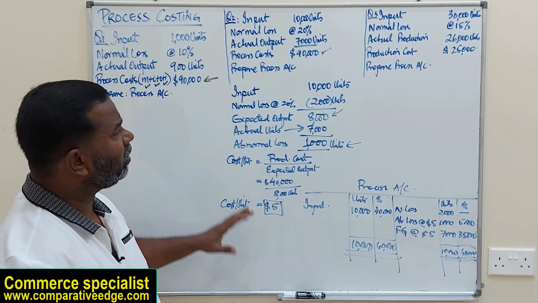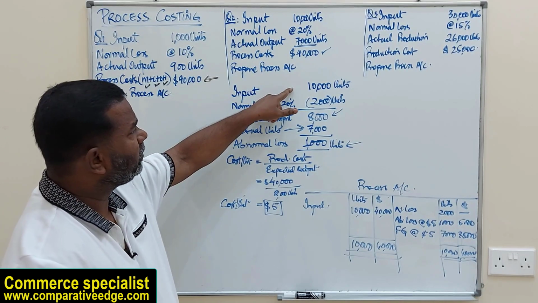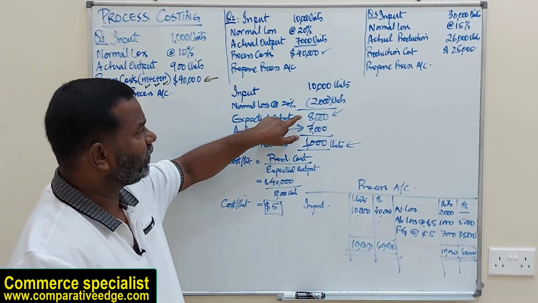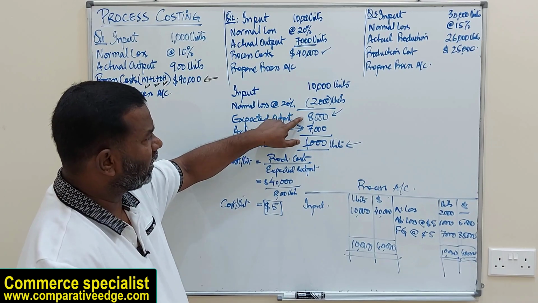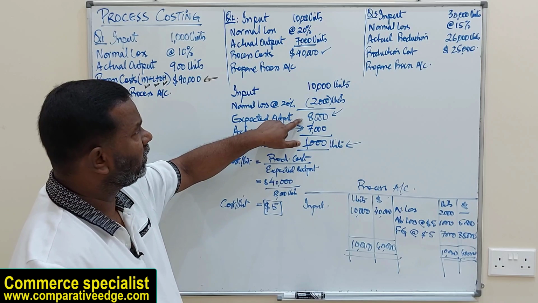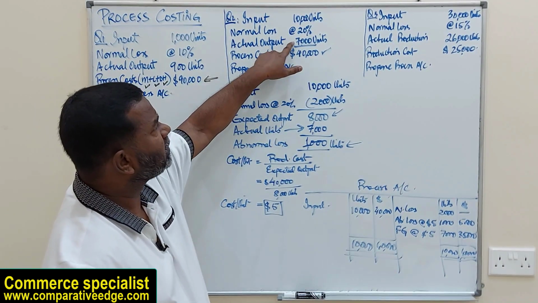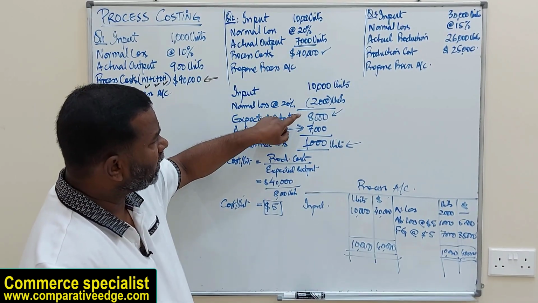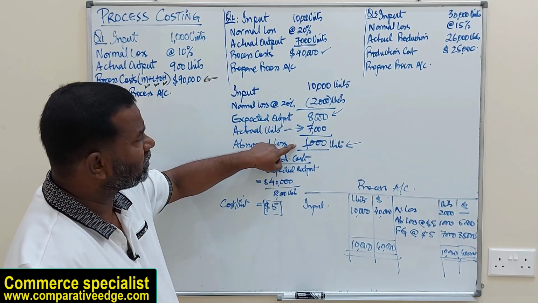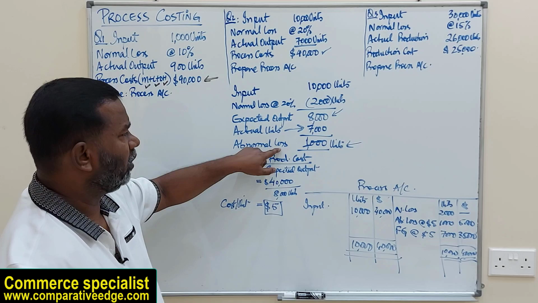So what happened in abnormal loss? You start with input, you minus your normal loss, which is expected loss. You get your expected output. This much output you were expecting, that even after normal loss you should be having this many good units, but your actual output was 7,000 units. So if your expected output is 8, but the actual is 7, that means some units are lost abnormally. We call them abnormal loss.